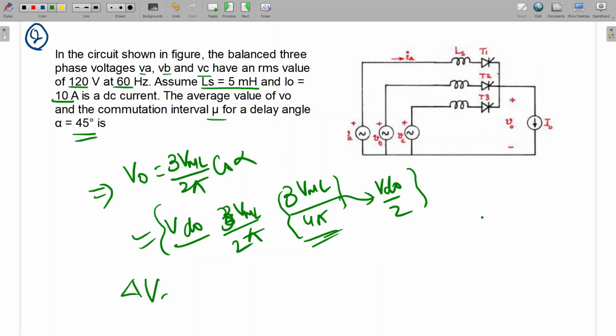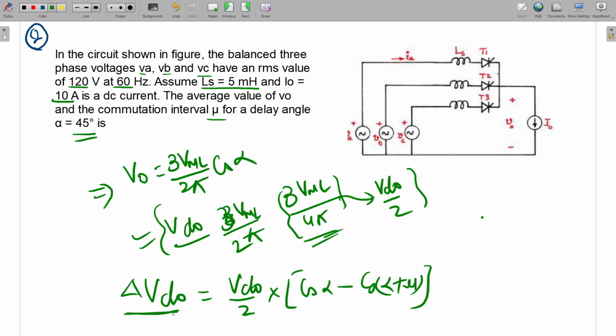Okay. So what is delta Vd0? Delta Vd0 is equal to Vd0 upon 2 into cos alpha minus cos alpha plus mu. So this delta Vd0 we know how much it will be. 3 FLS I naught, I know this is a 3 pulse converter. So 3 into 60 into 5 milli into 10. How much is this value? 9, sir. This is 9.